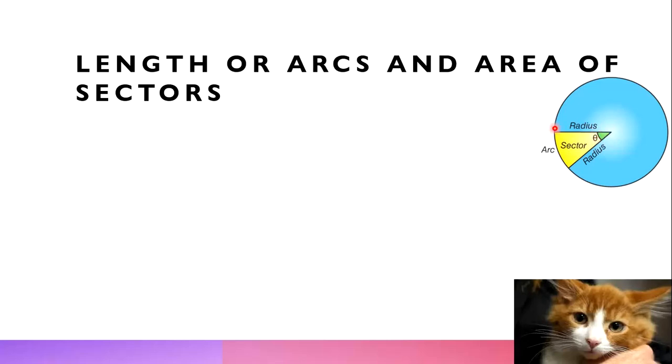This bit is the radius, you know what that is. This entire thing here is the sector, so if you find the area, you find this entire kind of cheese slice, which is again going to be this fraction of the entire area of a circle.